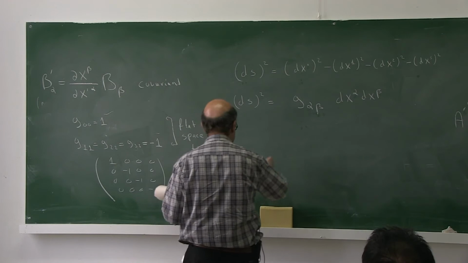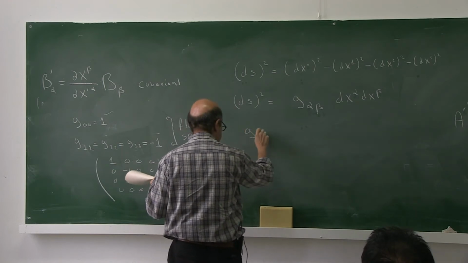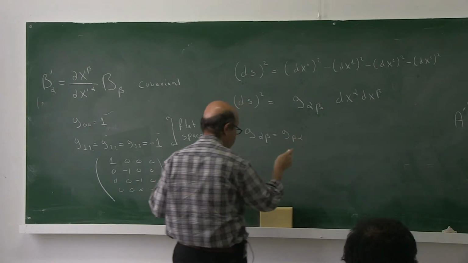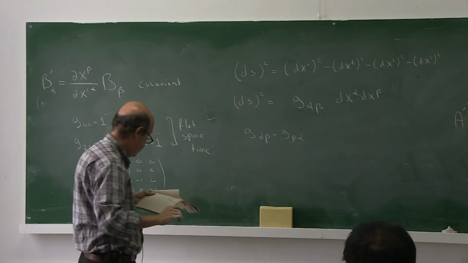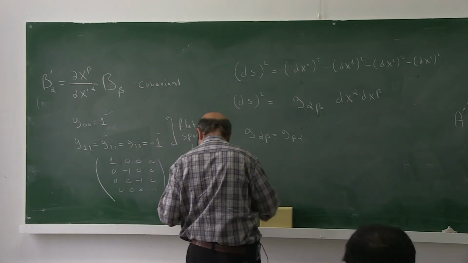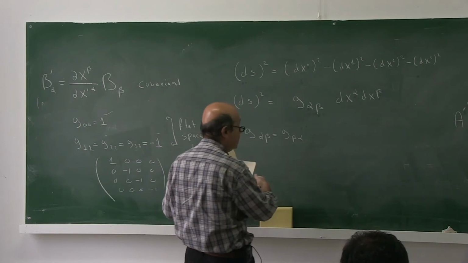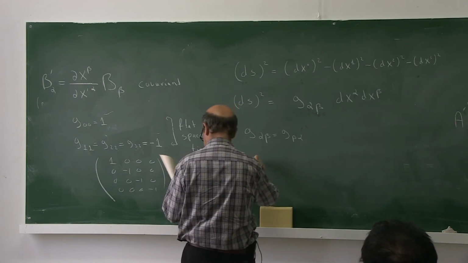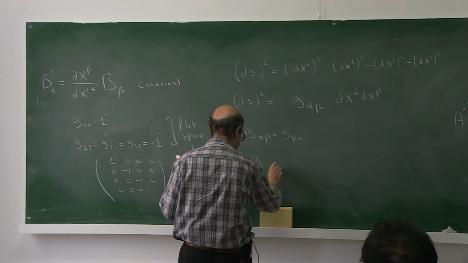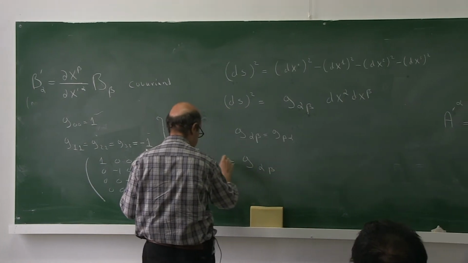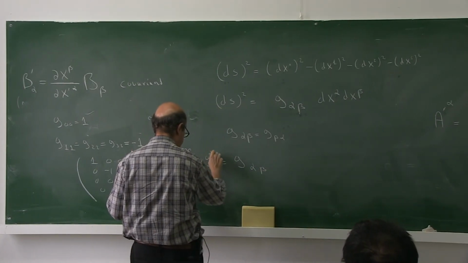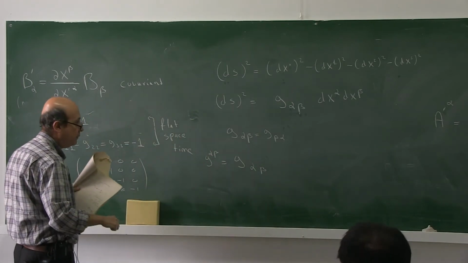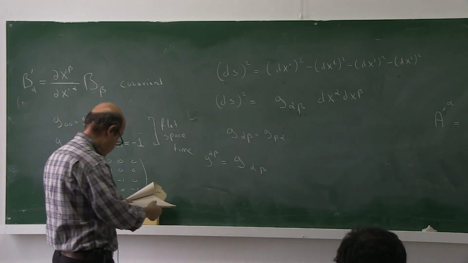One of them, you see that if you interchange alpha and beta, nothing changes. And the other is that covariant and contravariant forms are the same. G alpha beta is equal to G alpha beta. That is the other thing. So index up or down, they are the same.